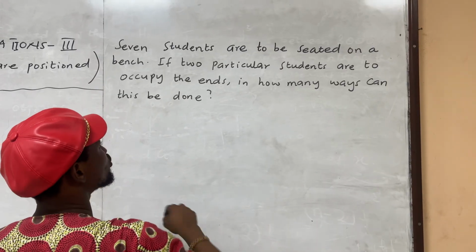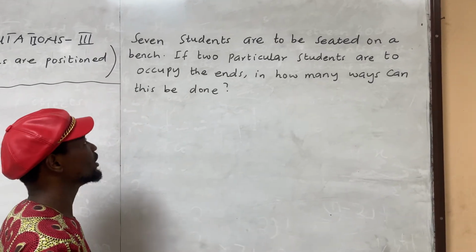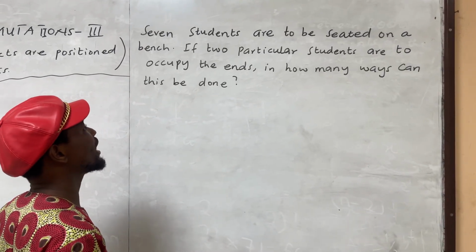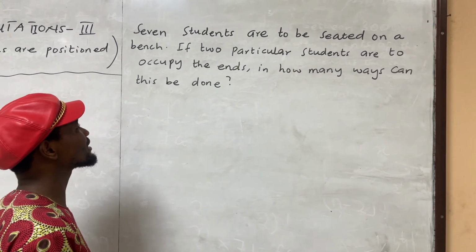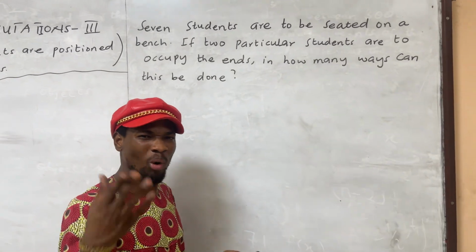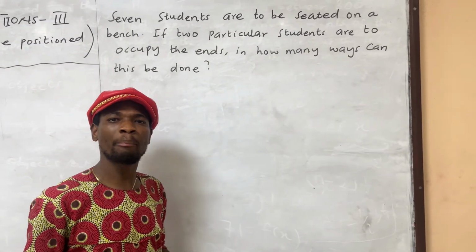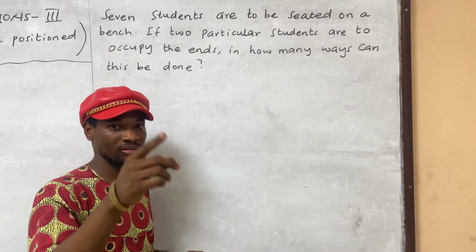7 students are to be seated on a bench. If 2 particular students are to occupy the ends, in how many ways can this be done? That is one practical usage of permutations in a real life setting.